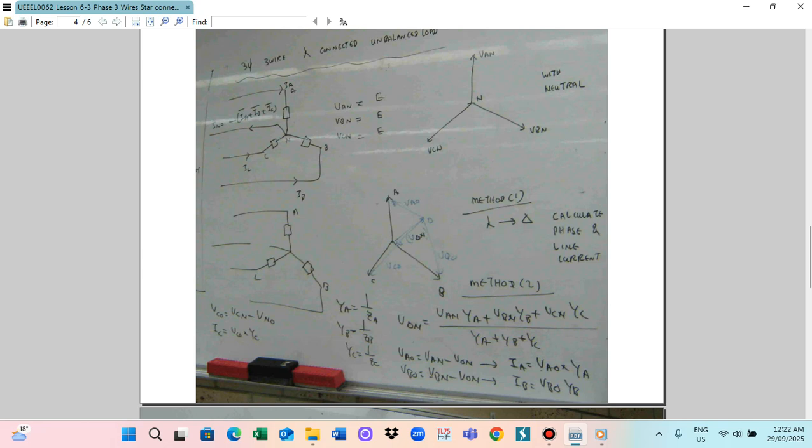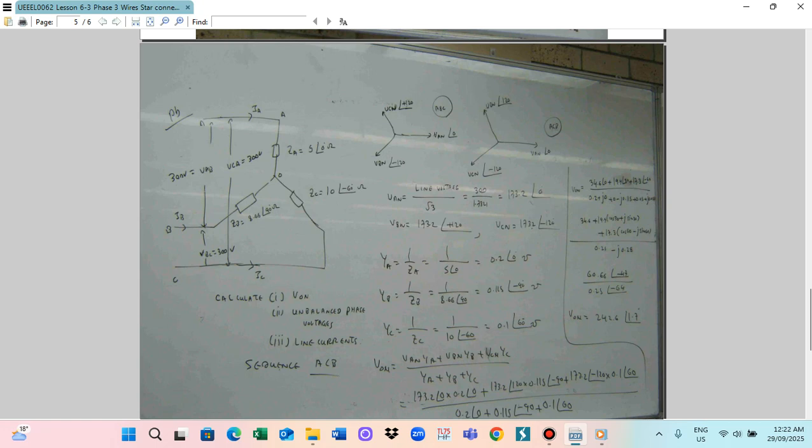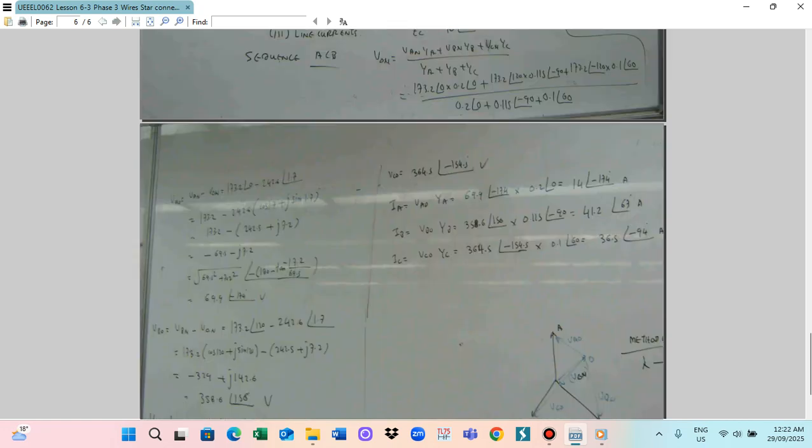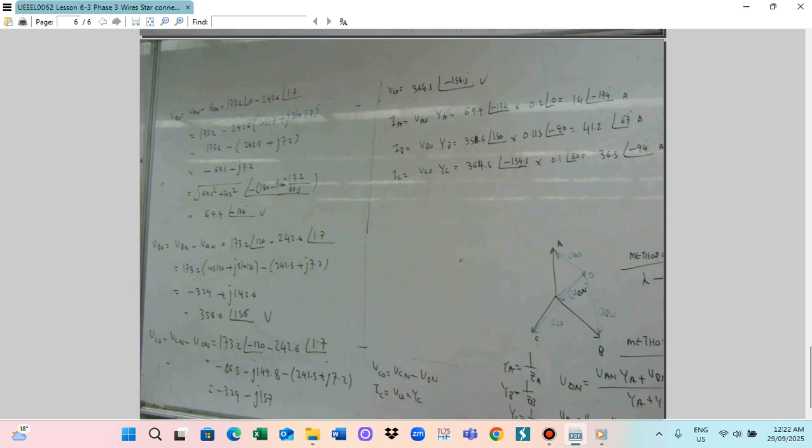And similarly, VBO you can calculate. So this is VBN minus VON. Then you can calculate IB, so VBO into YB. And similarly, you can also calculate the VCO. VCO is VCN minus VON. Then you can calculate IC. IC is VCO into YC. So this is method 2.